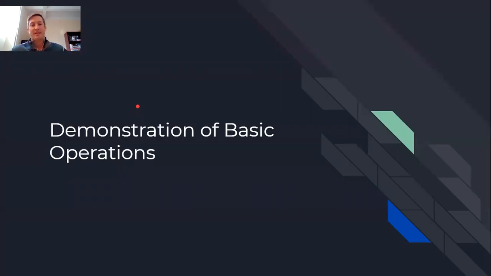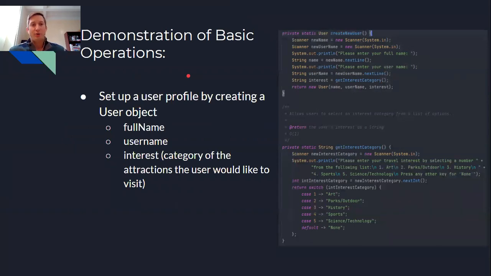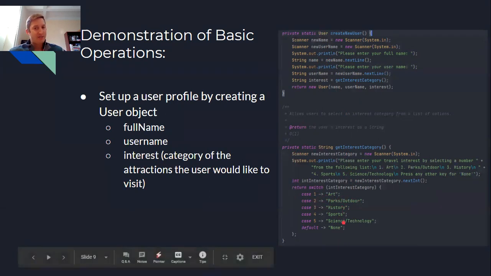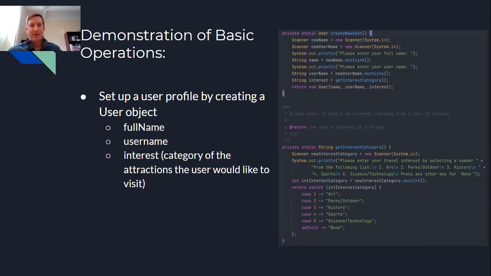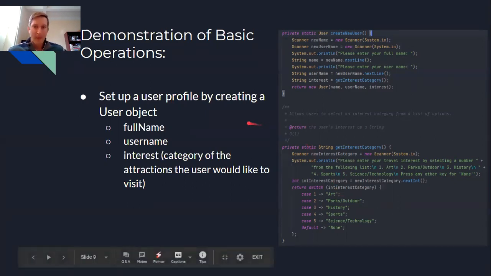Demonstration of the basic operations. First, you create a user profile by creating a user object. You take the user's full name, username, and their category of interest. We use Scanner to allow the user to input their full name and username, and then it allows the user to select from a list of different interests. The reason we have them select from a list is so that the interest they select matches exactly the different categories of the location objects, and isn't some random interest that doesn't help with their road trip planning.